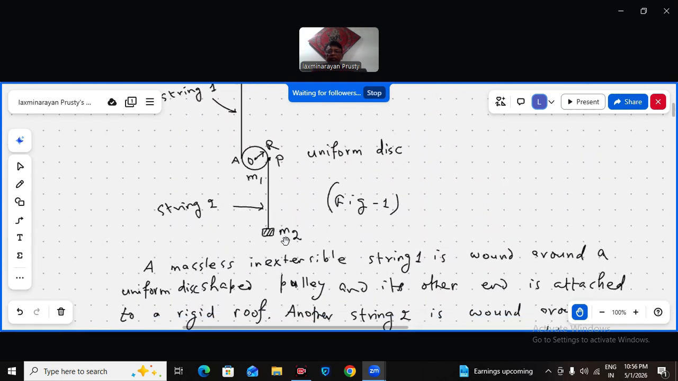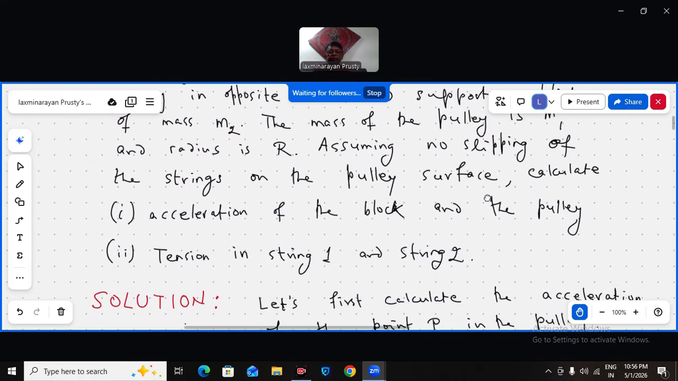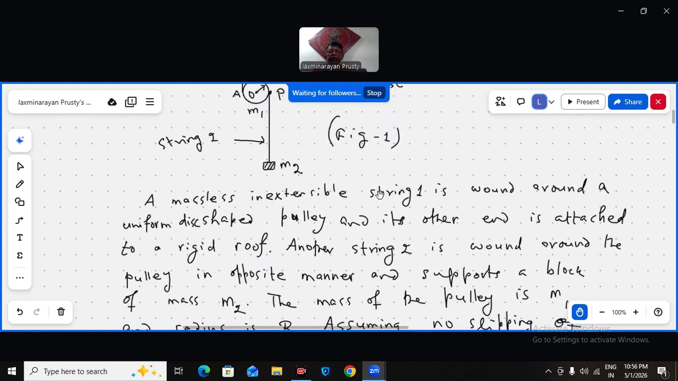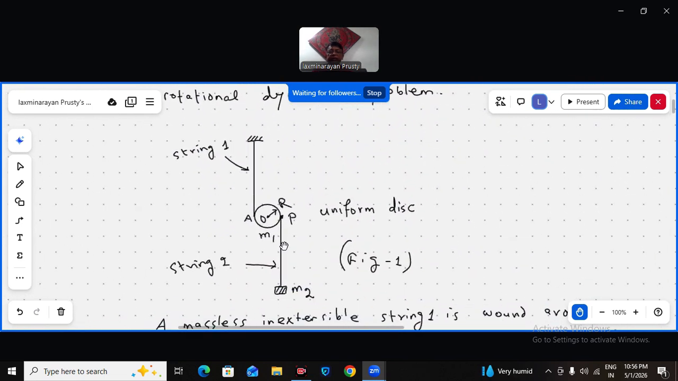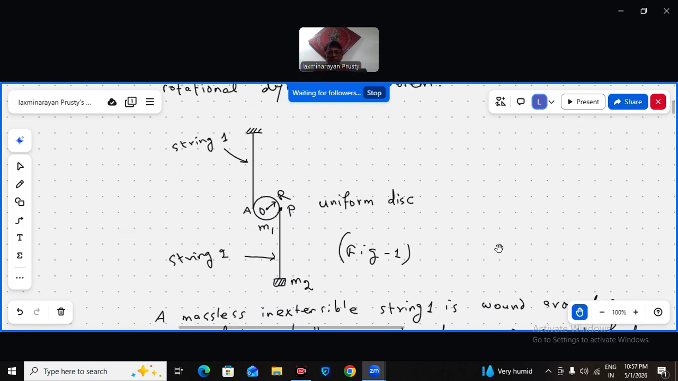Acceleration of the block. ये block का acceleration कितना है और ये pulley का भी acceleration कितना है? टेंशन इन द स्ट्रिंग 1 एंड स्ट्रिंग 2, इन दोनों में टेंशन कितना है? बस दोनों का ये पुली और M2 का एक्सीलरेशन एंड स्ट्रिंग 1 स्ट्रिंग 2 में टेंशन, is what we have to find.